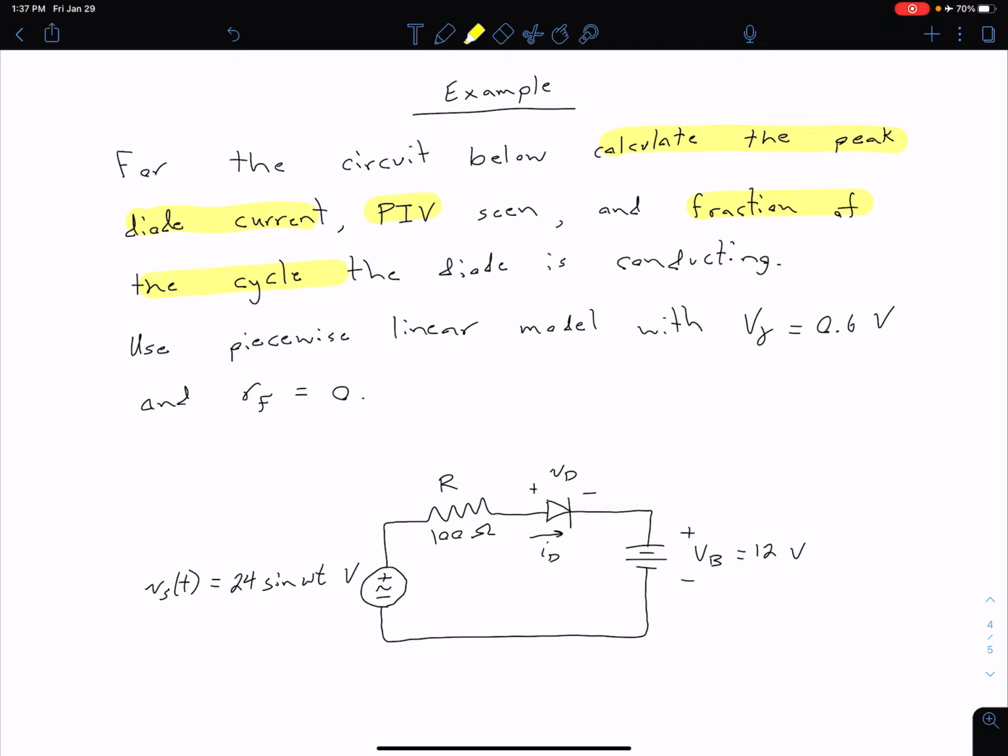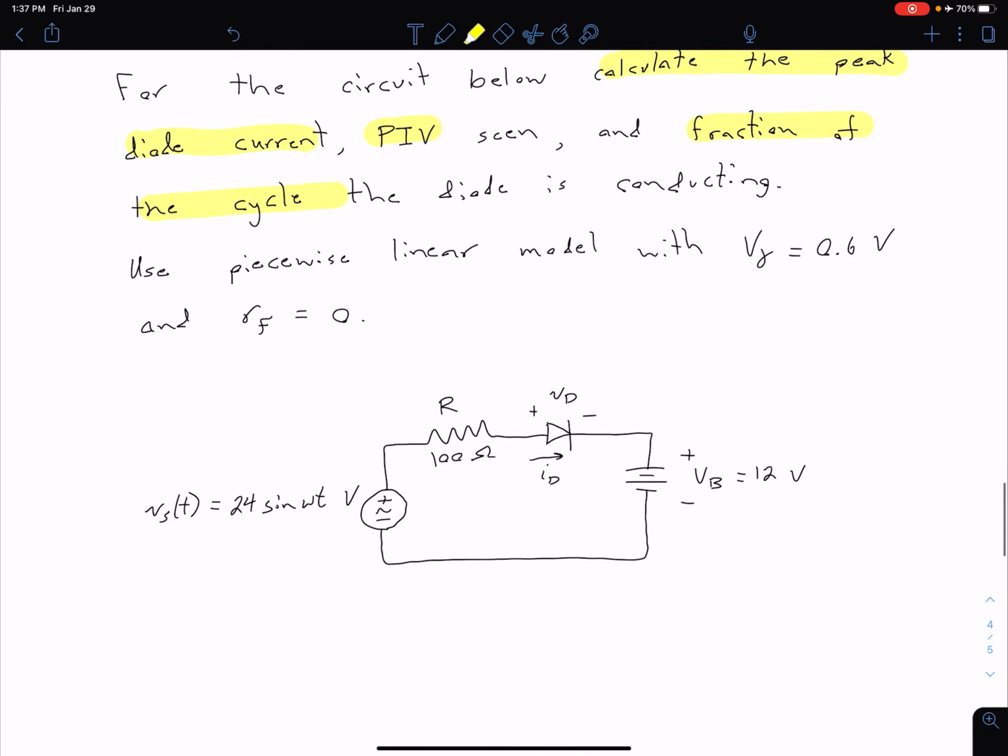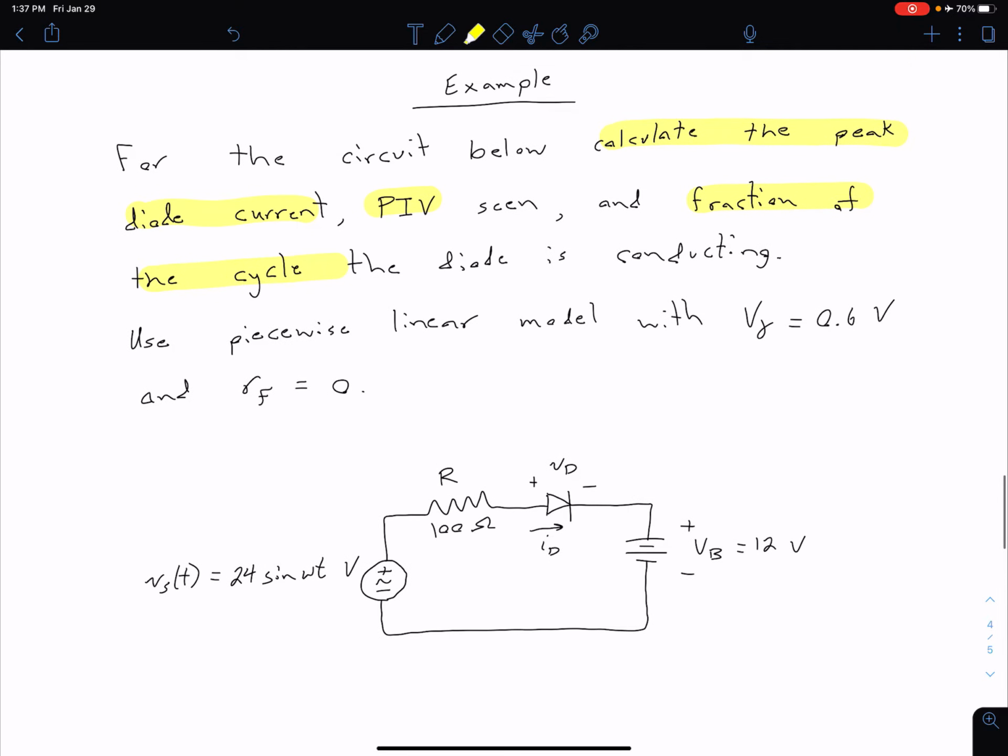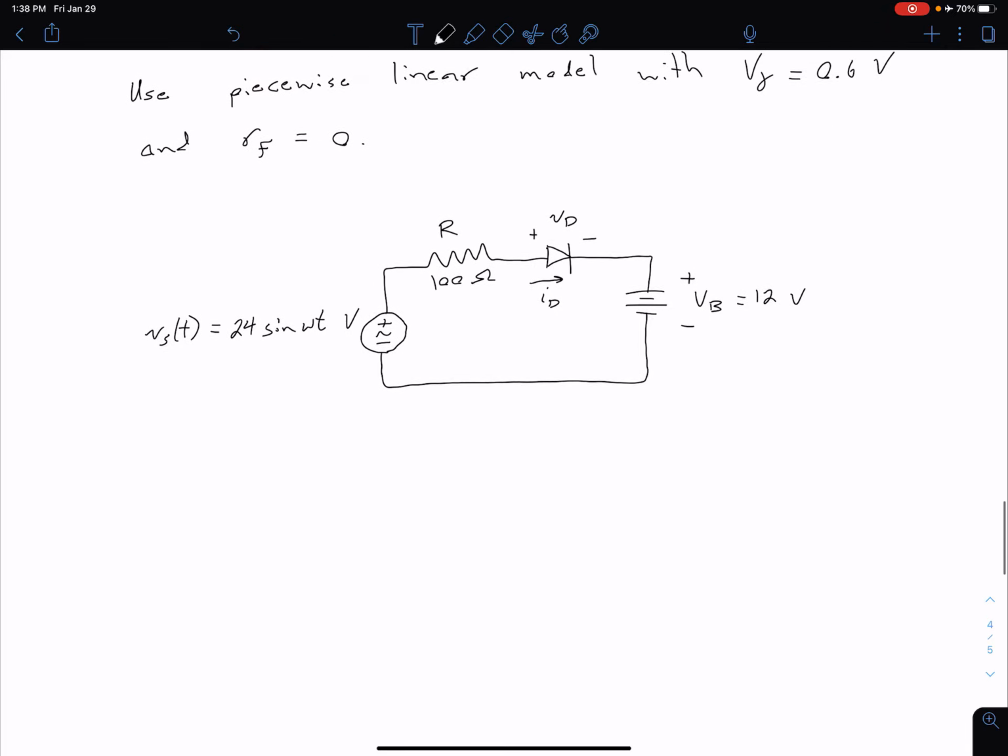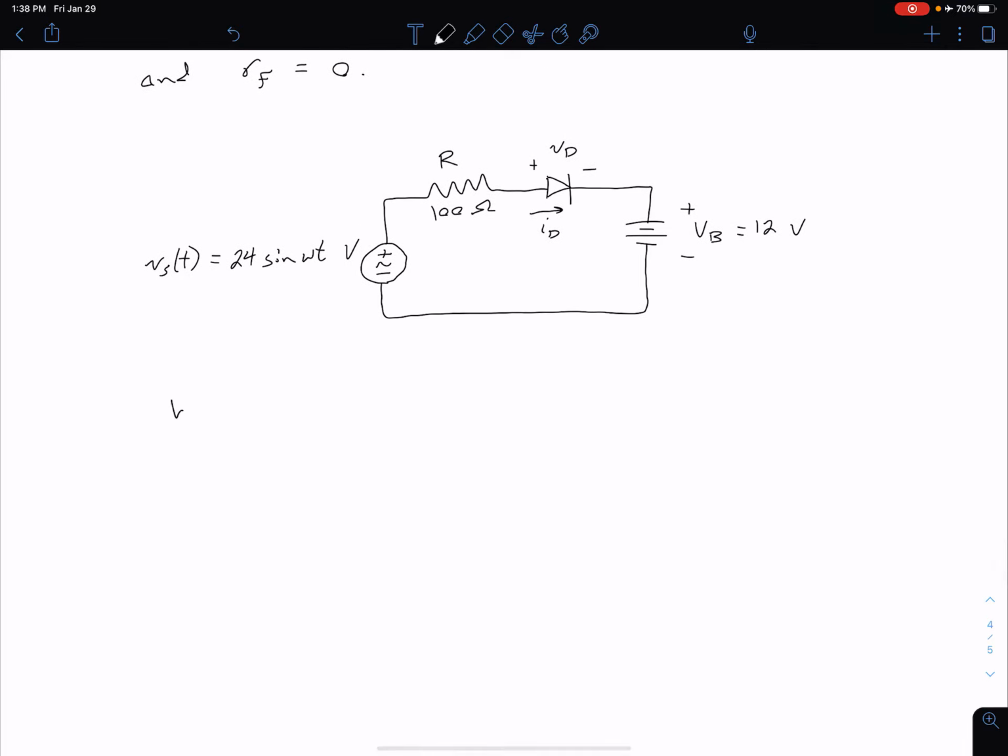We're told while solving these to use our piecewise linear model with a V gamma of 0.6 volts and an RF value of 0. And we have our circuit shown here below. As always, I would encourage you to pause the video and try to work this out yourself. As you get stuck or once you finish, come back to the video and compare your answer with the one shown here. So before we get into the problem, let's ask ourselves, what is the purpose of the circuit?